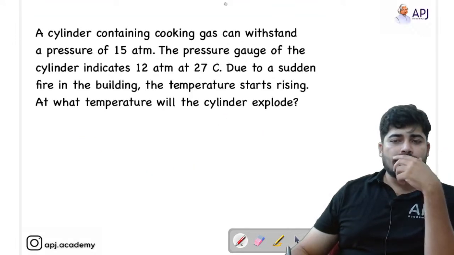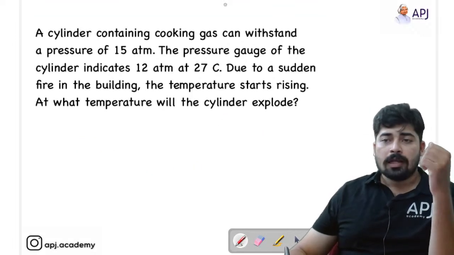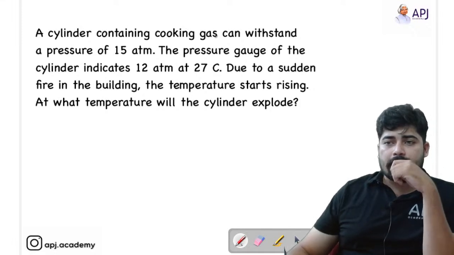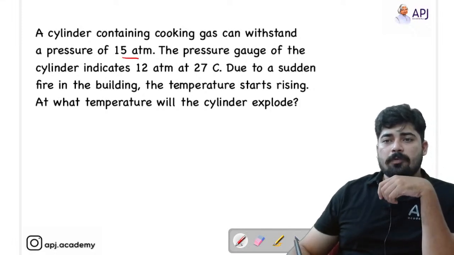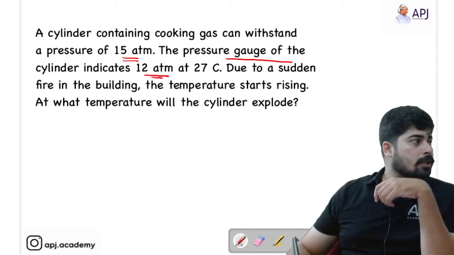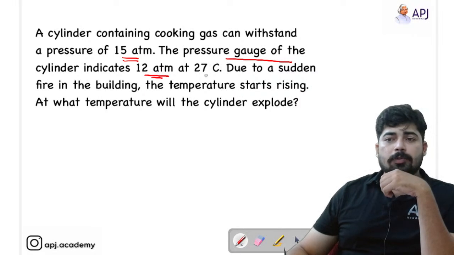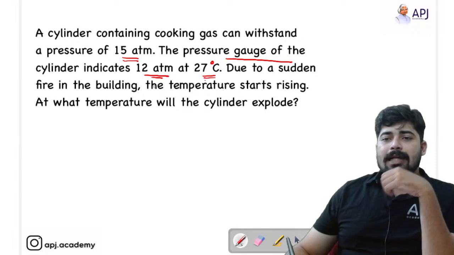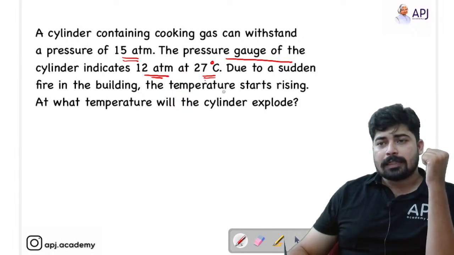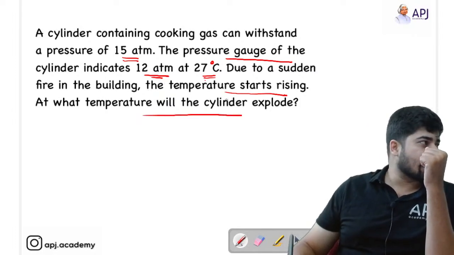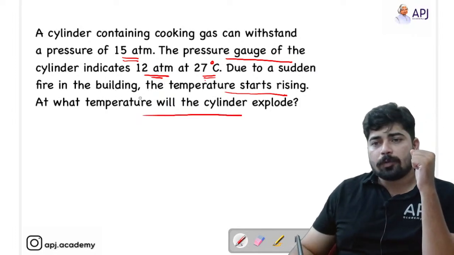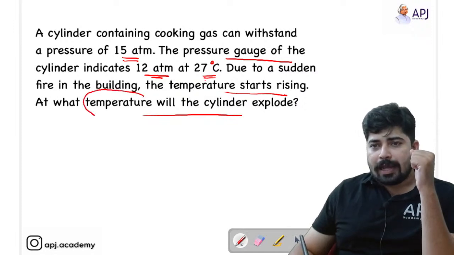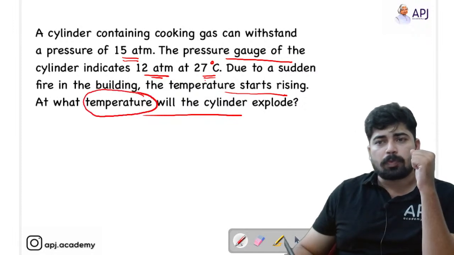Now let's do a problem. A cylinder containing cooking gas can withstand a pressure of 15 atm. The pressure gauge of the cylinder indicates 12 atm at 27 degrees Celsius. Due to a sudden fire in the building, the temperature starts rising. At what temperature will the cylinder explode? So you have to find out the T2 value at which the cylinder will explode.